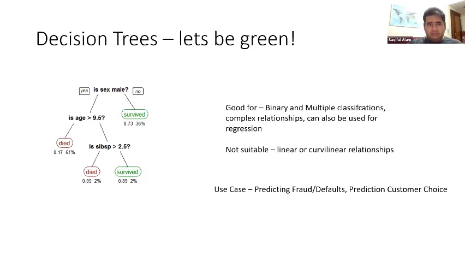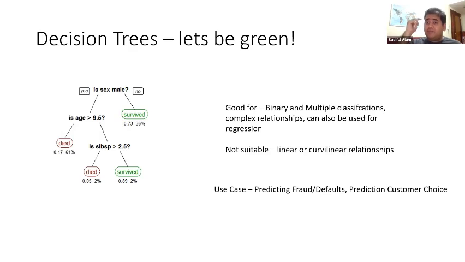So decision trees come in handy when we don't have a nice linear relationship, when we don't have a nice curvy linear relationship, or even a quadratic relationship, when the relationship in our data is very haphazard, very messy, very complex. Then it is very useful.